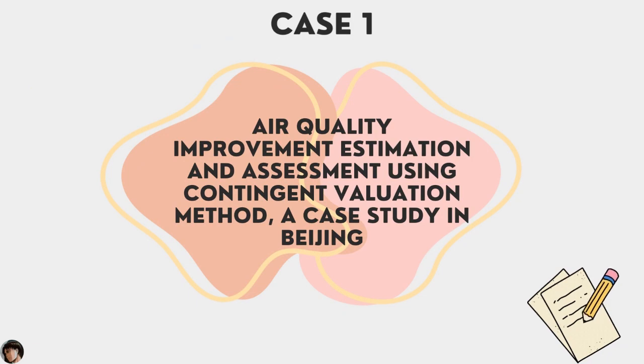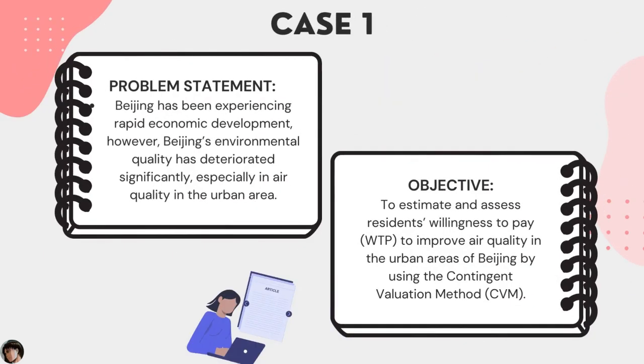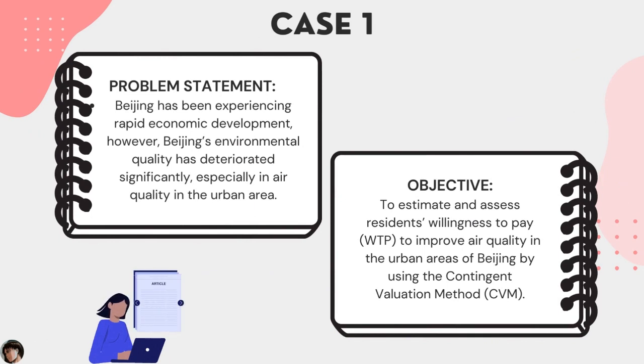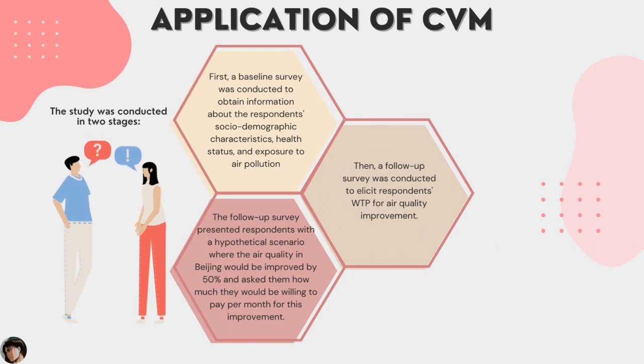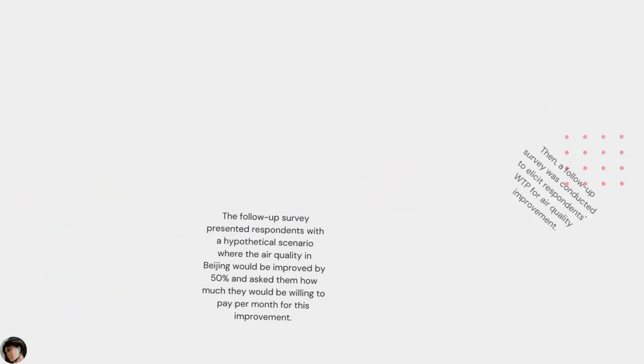Case 1, air quality improvement estimation and assessment using CVM, a case study in Beijing. Since the air quality in Beijing is getting worse due to rapid economic development, this case study estimates and assesses residents' willingness to pay for improved air quality in the urban areas of Beijing by using the CVM. The study was conducted in two stages. A baseline survey was conducted to obtain information about respondents. Then a follow-up survey was conducted to elicit their WTP for air quality improvement, which presents a hypothetical scenario.